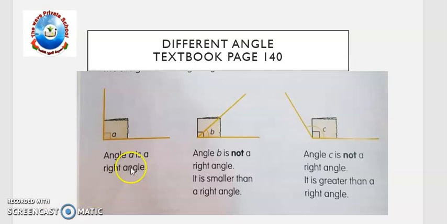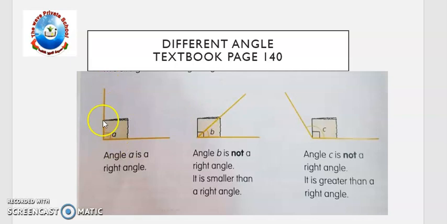So see this example, boys and girls. If you see this example, can you tell me whether this is a right angle or not? Is this a right angle? Yes. This is a right angle? No. So what can we say if it is not a right angle?